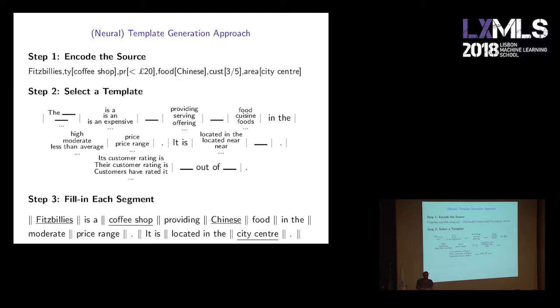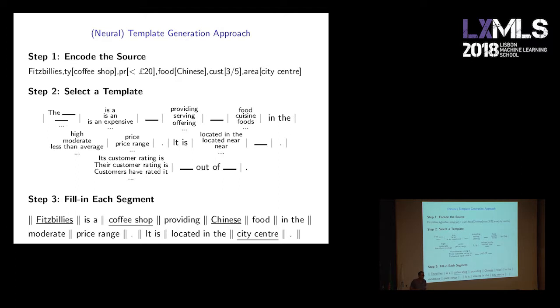When I generate my output, I can look at this template. I can see what it wants to do. When I fill it in, I'm going to constrain the model to only be able to use the things in this template itself. So in the final step, we'll let it fill in the blanks like Fitzbilly's, is a, coffee shop, providing, etc., where each one of these phrases was constrained to be somewhere in these segments of the template itself. In many ways, this looks kind of more similar to this classical NLG approach, but gives us a little bit of flexibility based on the system itself.